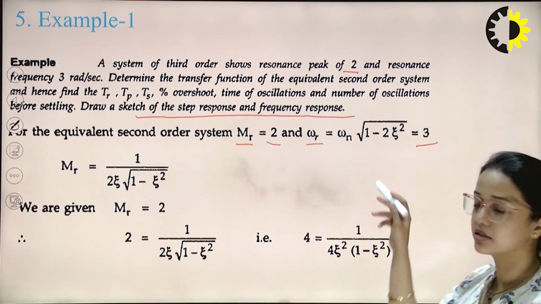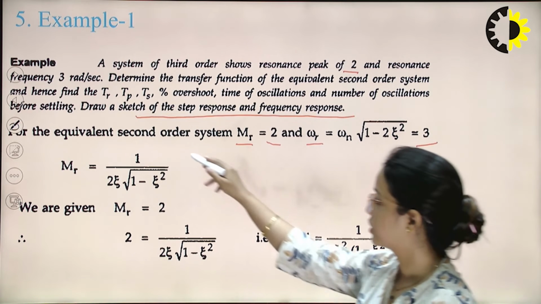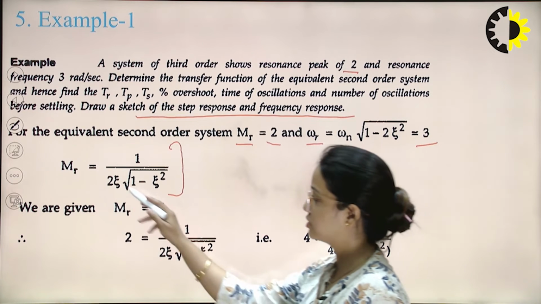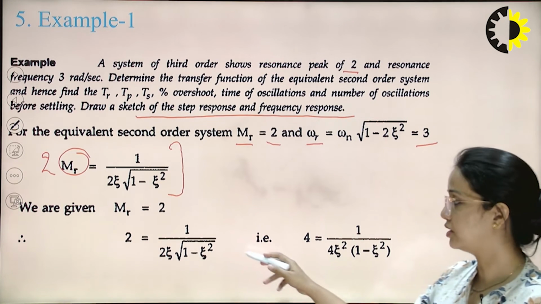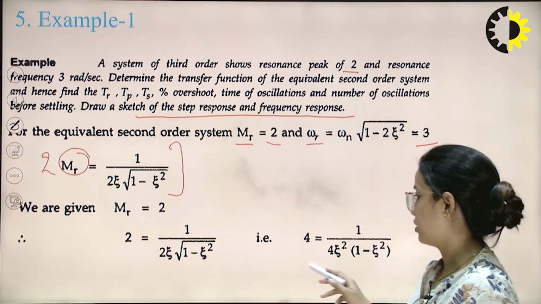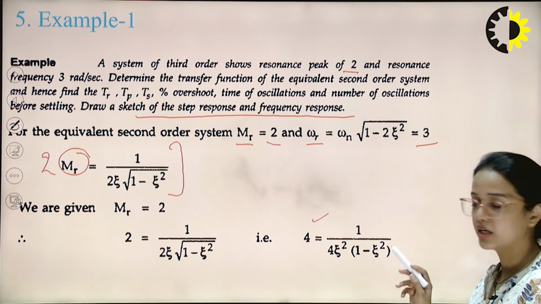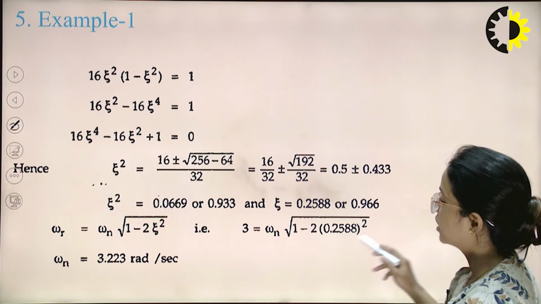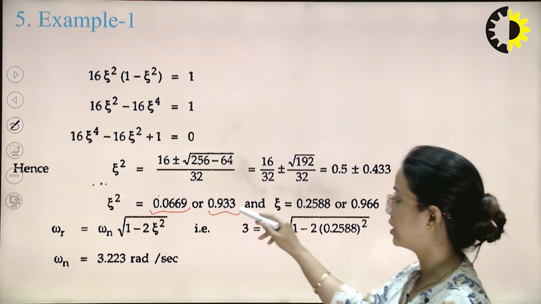So omega R is omega n root over 1 minus 2 zeta square. From here we have MR is also given, so we can equate this to 2. So we are equating 2 is equal to 1 by 2 zeta root over 1 minus zeta square. So squaring both sides, we get 4 equal to 1 upon 4 zeta square into 1 minus zeta square. So from here we get the value of zeta, we can have two values, either 0.669 or 0.993.